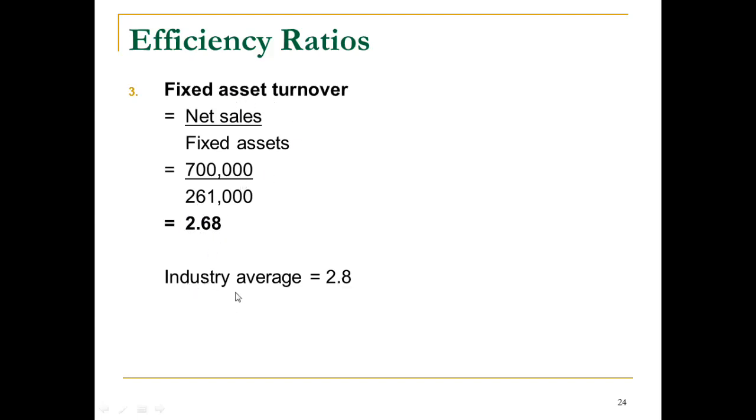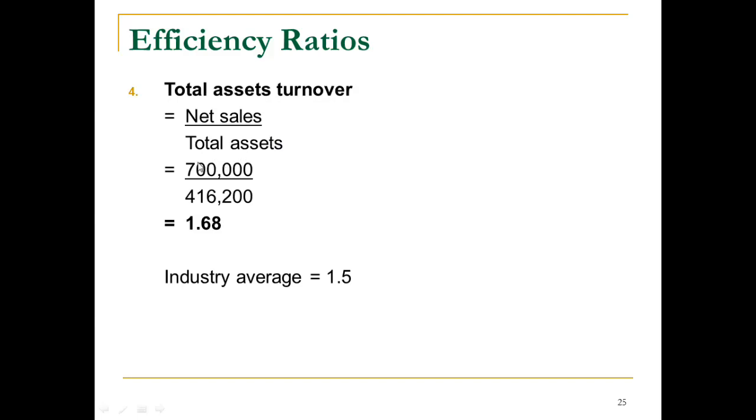So if compared with the industry average of 2.8, basically your fixed asset is not really efficient as compared to the industry average. So probably you have to increase the sales to increase the fixed asset turnover, or you have to reduce the fixed assets. And the next efficiency ratio is the total asset turnover. Now you are looking at your total asset instead of your fixed asset. So a total asset is a combination of the fixed asset plus the current asset.